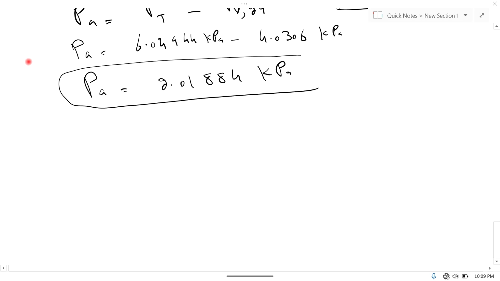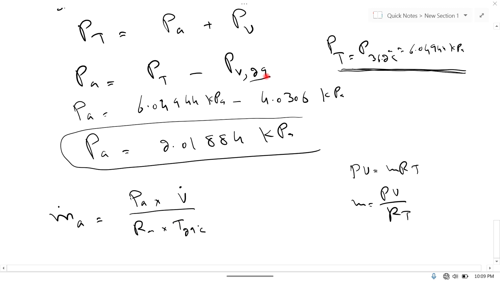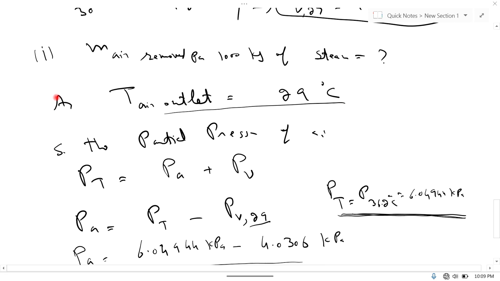Now we are finding mass of air. So PV is equal to mRT, so m is equal to PV divided by RT. So mass flow rate of air, m dot A, is equal to pressure of air multiplied by V dot of air divided by R of air multiplied by temperature. Temperature at 29, because here we use temperature 29 degrees centigrade, and the reason is T air outlet is 29 degrees centigrade.